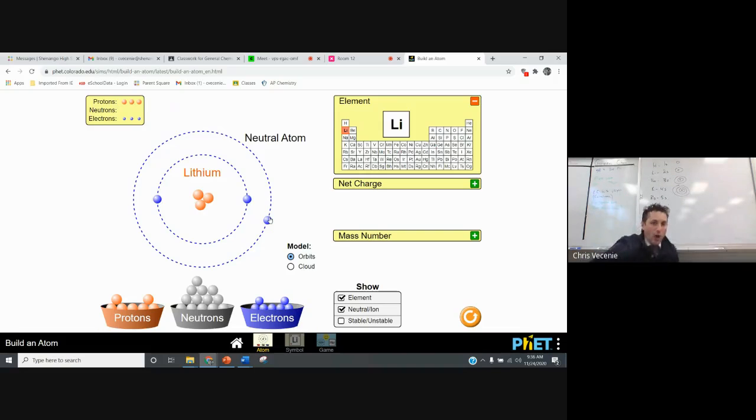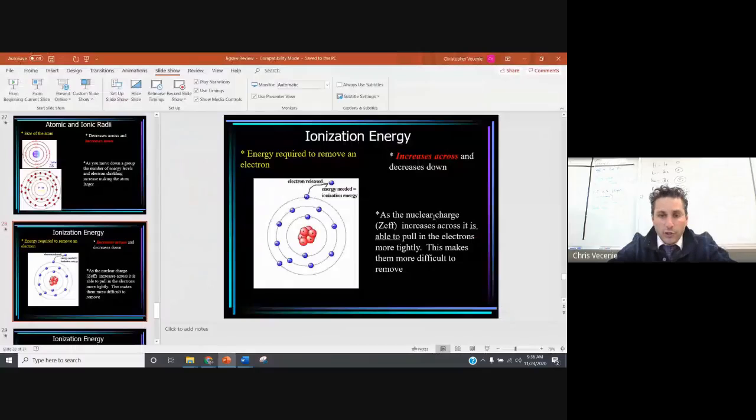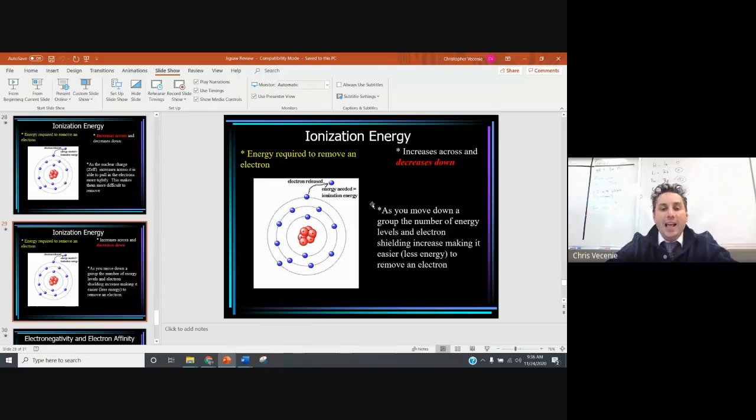All right, so as you go down a column, it gets easier and easier to take an electron, so the ionization energy goes down. All right, and that's what this is saying right here. As the nuclear charge increases across, it's harder to take an electron. And as we go down a group, you're adding energy levels. There's more rings. There's more shielding of those electrons underneath, blocking that outer one. So it's easier to take away.